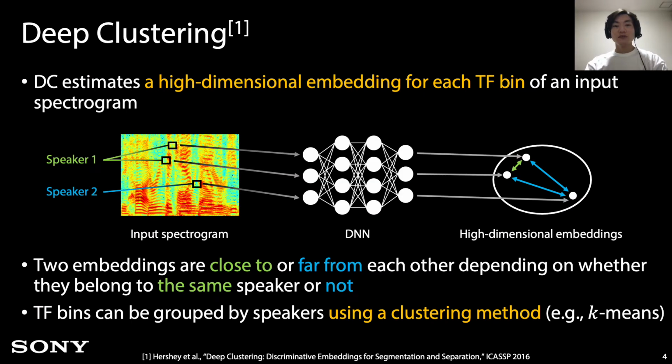To achieve this grouping, DC estimates a high-dimensional embedding for each TF bin of an input spectrogram. This embedding is achieved such that two embeddings come to be close to or far from each other, depending on whether they belong to the same speaker or not. After this embedding, TF bins can be grouped by speakers using a clustering method like k-means.